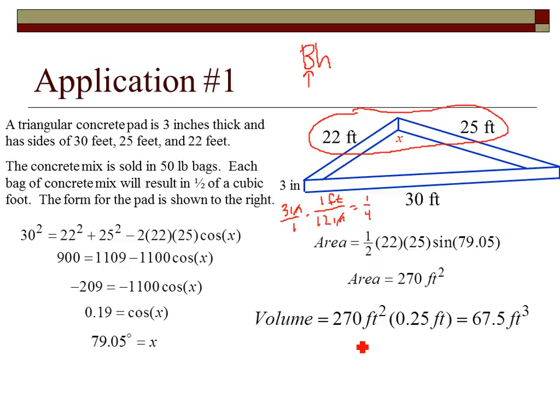So if I take 270 square feet times 0.25 feet, I'm going to end up with 67.5 cubic feet. That's my volume. Now each bag of cement covers 1/2 of a cubic foot, so if I divide that by 0.5, you're going to need to buy 135 bags of cement. That's if you want to try to build it yourself. Okay, so that's a good typical application problem that you might see on a bigger test.